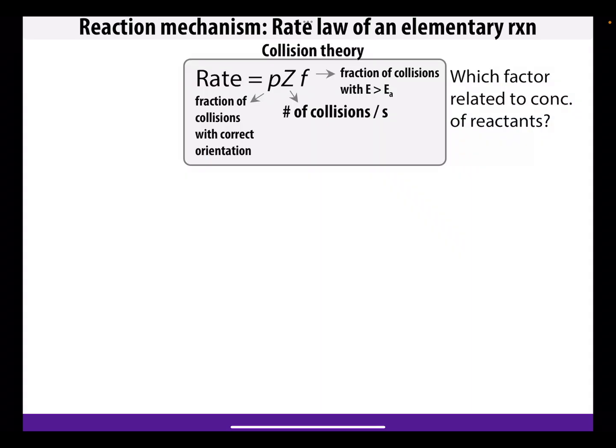Okay, remember we had a simple collision theory which wrote that the rate of the reaction was related to these three key factors: the fraction of collisions with the correct orientation, the number of collisions per second, and the fraction of collisions with enough energy, energy of collision E greater than the activation energy EA. So which factor is related to the concentration of reactants?